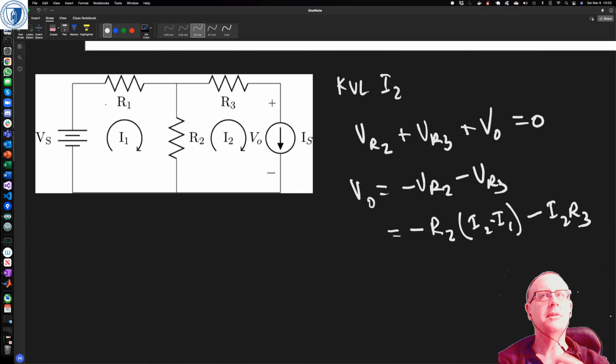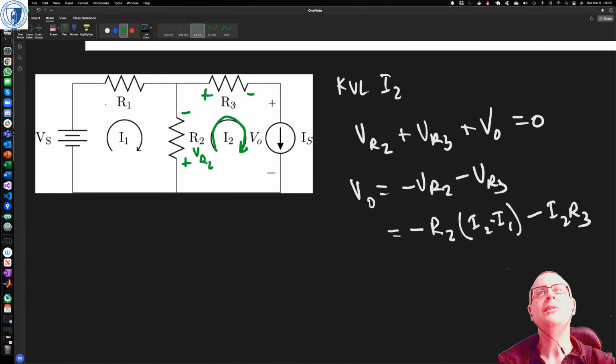Once we've solved for I1 and I2, then we know all the voltages. We know VR2, we know VR1, we know VR3. So I can still write out that same Kirchhoff's voltage law equation, right? I'm going around the loop this way. And I have, right, this is VR2 from the point of view of I2, this is VR3.